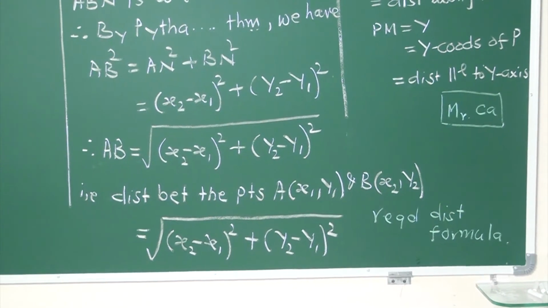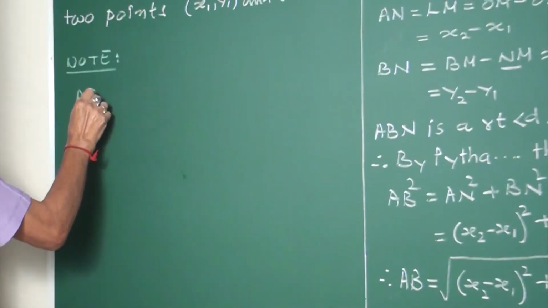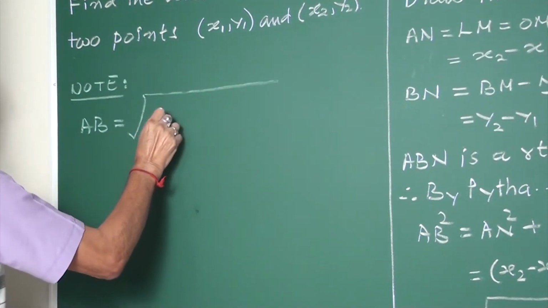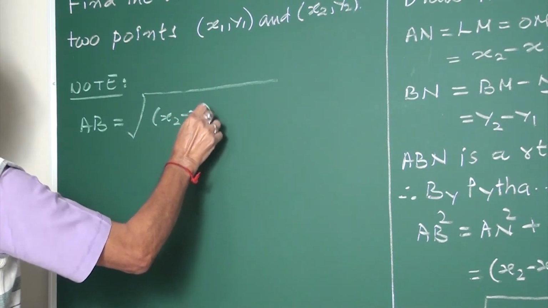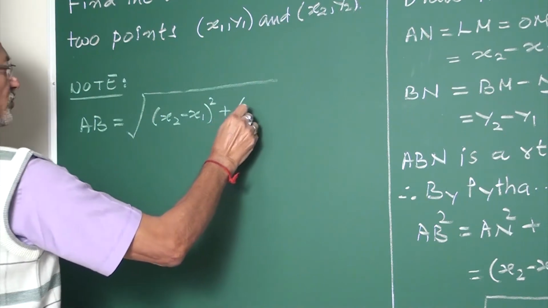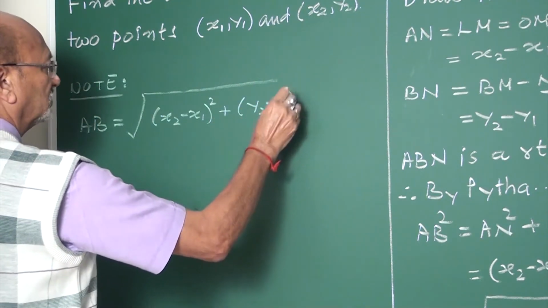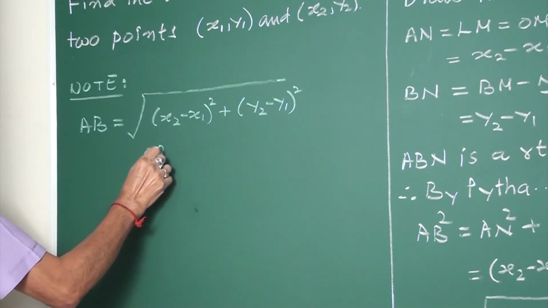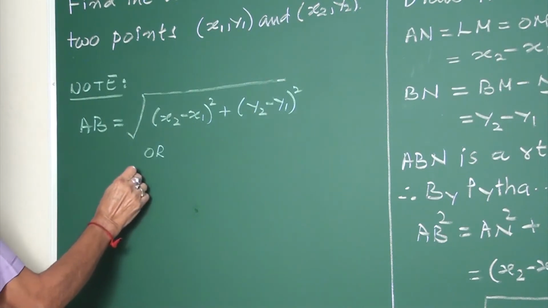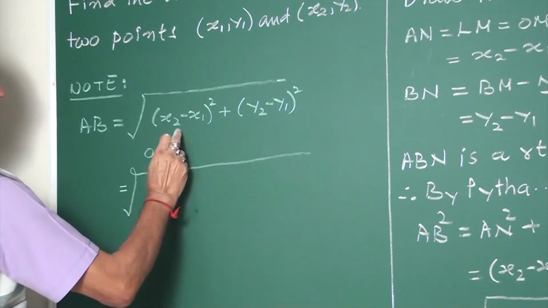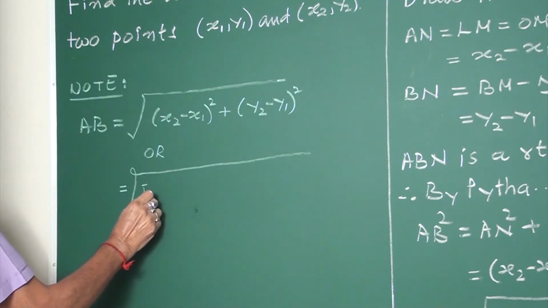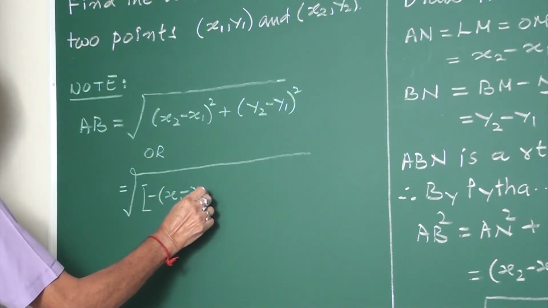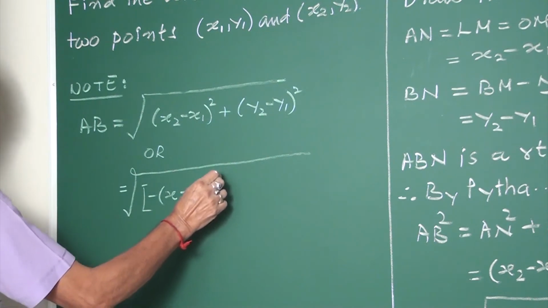Yes, my friends. AB, the distance between 2 points, is the square root of (x2 minus x1) whole square plus (y2 minus y1) whole square. This can also be written as follows. I take minus outside. If you take minus outside, x2 minus x1 becomes x1 minus x2, the whole square.